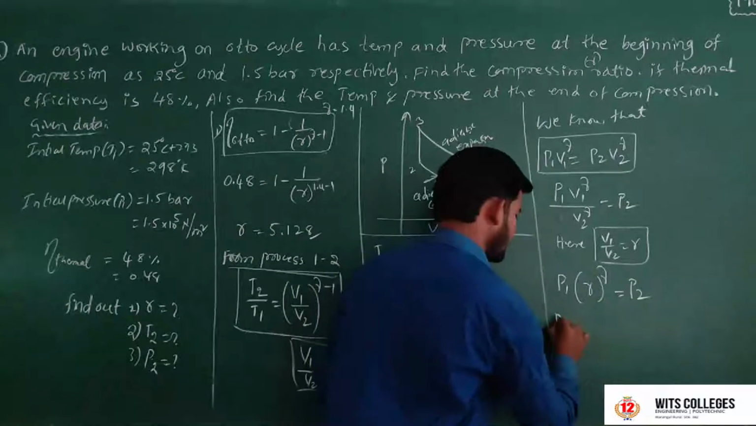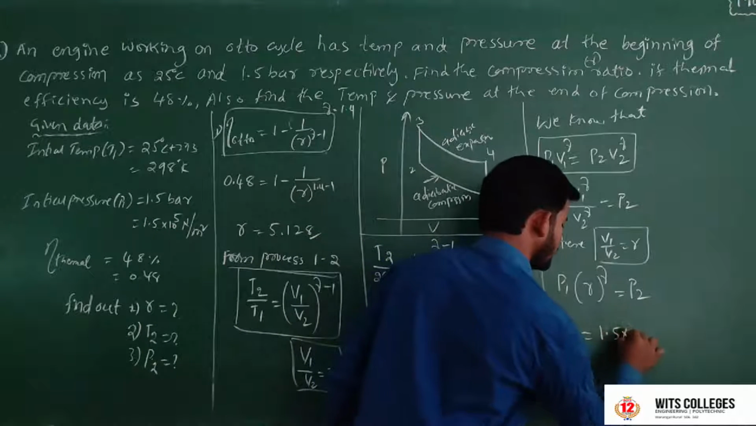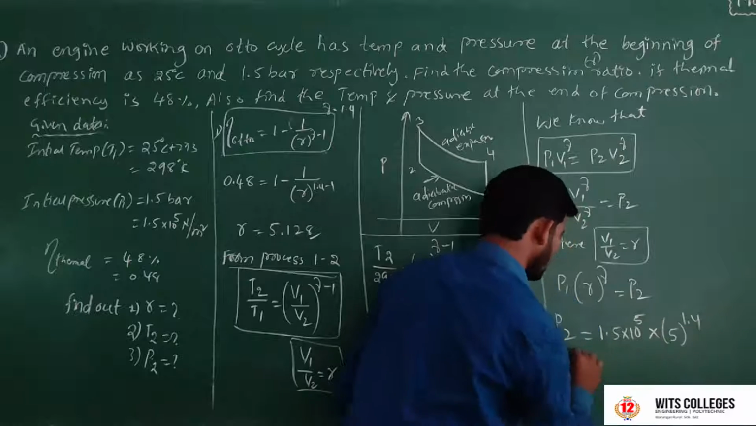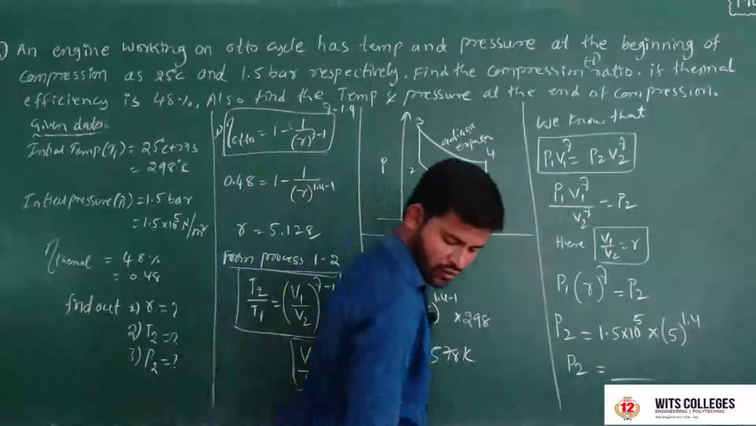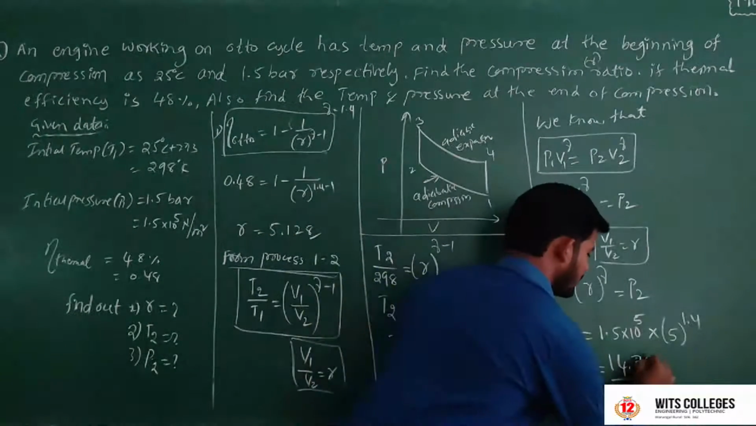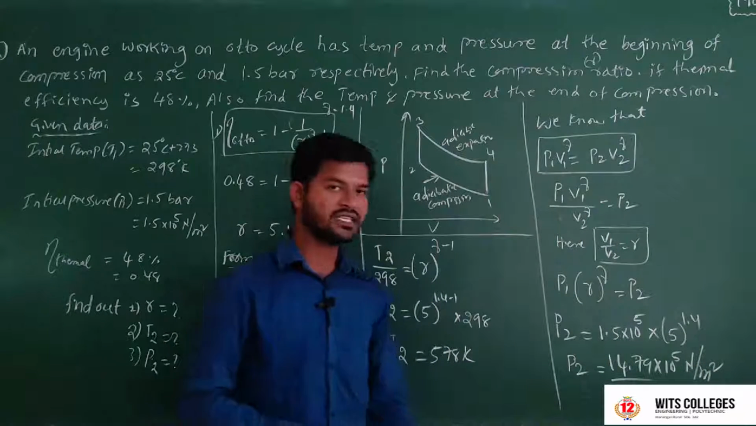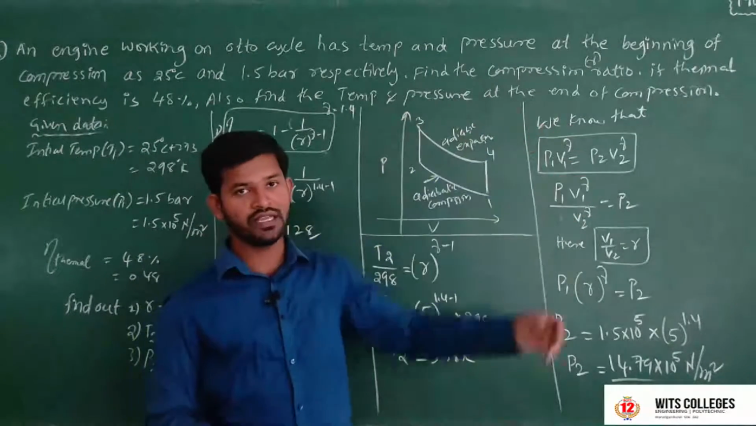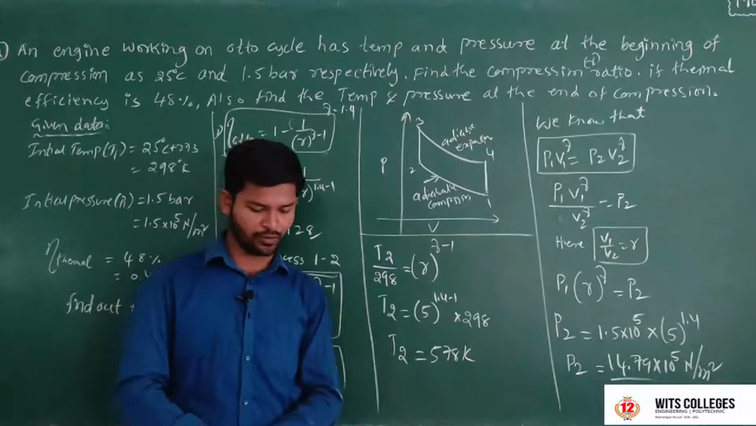Then we get the value of P2 equals the P1 value, which is 1.5 into 10 to the power of 5, into 5 to the power of 1.4. We get the value of P2 as nearly 14.79 into 10 to the power of 5 Newton per meter square. In this manner we find the final temperature and pressure at the end of the compression, and also the compression ratio.